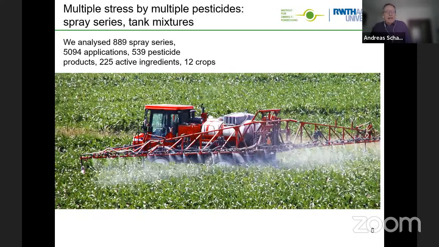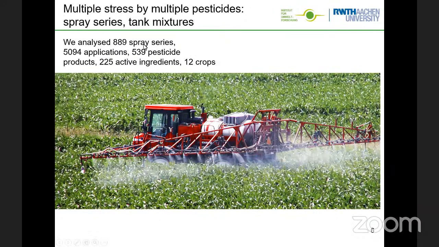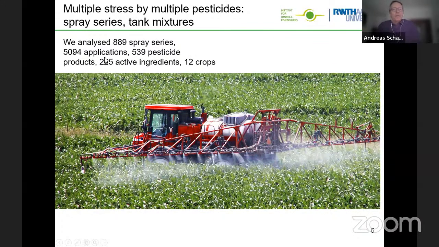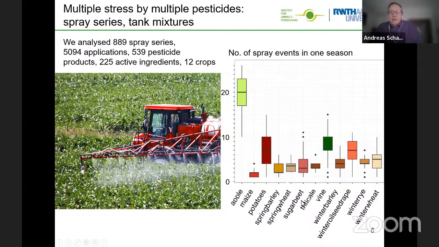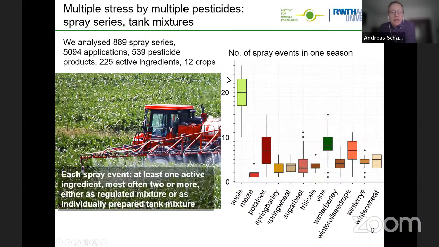So we analyzed almost 900 spray series in part of Europe, 5,000 applications, 539 pesticide products, including 225 active ingredients for 12 crops. And you see here the 12 crops, the main crops used in Europe, but also probably in China. And here is the number of applications of these tank mixtures.